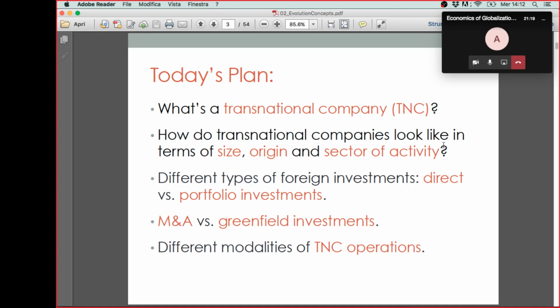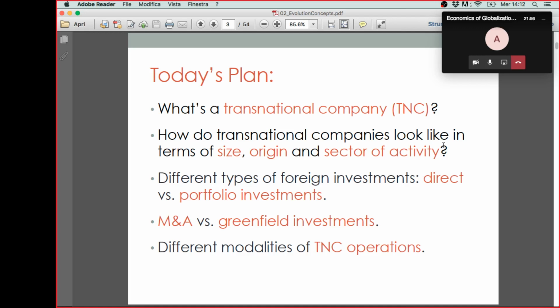So, as I said, the main subject of our analysis is multinational companies or transnational companies. So today we'll try to define, first of all, what is a multinational company. Second, we will try to characterize multinational companies and define the dimensions along which they seem to be different with respect to non-multinational companies. Then we will discuss the main important conceptual difference that is relevant for our course, which is the difference between direct and foreign direct and portfolio investments. Okay, this is the plan for today.